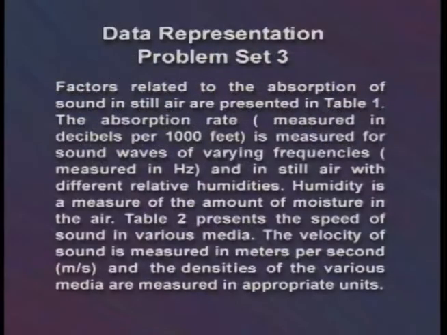Problem set 3. Factors related to the absorption of sound in still air are presented in Table 1. The absorption rate, measured in decibels per thousand feet, is measured for sound waves of varying frequencies, measured in hertz, and in still air with different relative humidities. Humidity is a measure of the amount of moisture in the air. Table 2 presents the speed of sound in various media. The velocity of sound is measured in meters per second, and the density of the various media are measured in appropriate units.